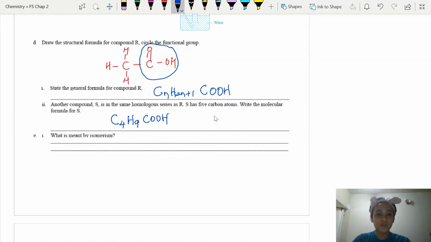I've seen a lot of students making the same mistake. They put 5 here straight away, C5 and then H11COOH. So it's wrong, right? It's already become 6 carbons. So be very careful when you write that.